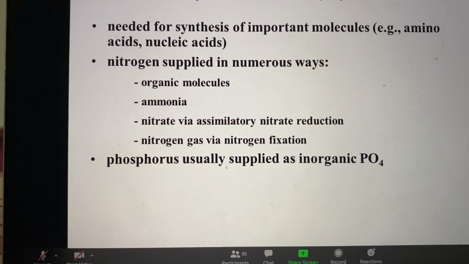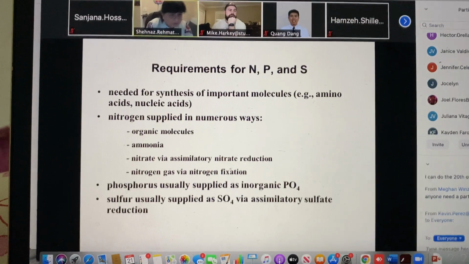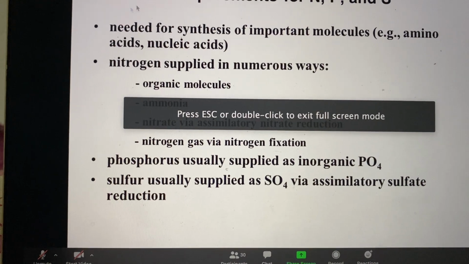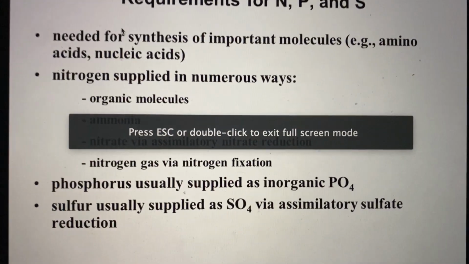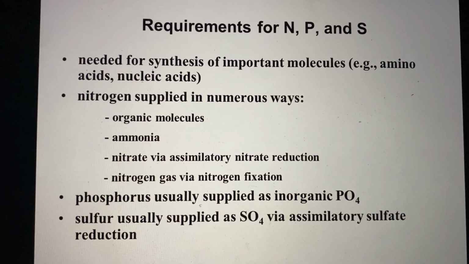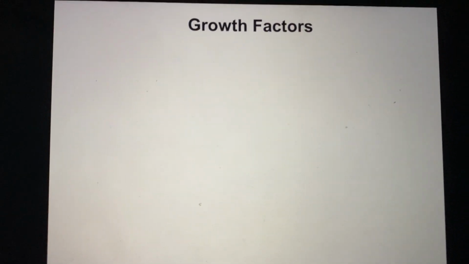Phosphorus is usually supplied as inorganic phosphate for most living forms. Sulfur also is supplied as sulfate, where it is used in assimilatory sulfate reduction, where they will assimilate the sulfur from the sulfate and put it into organic compounds for the microbe.